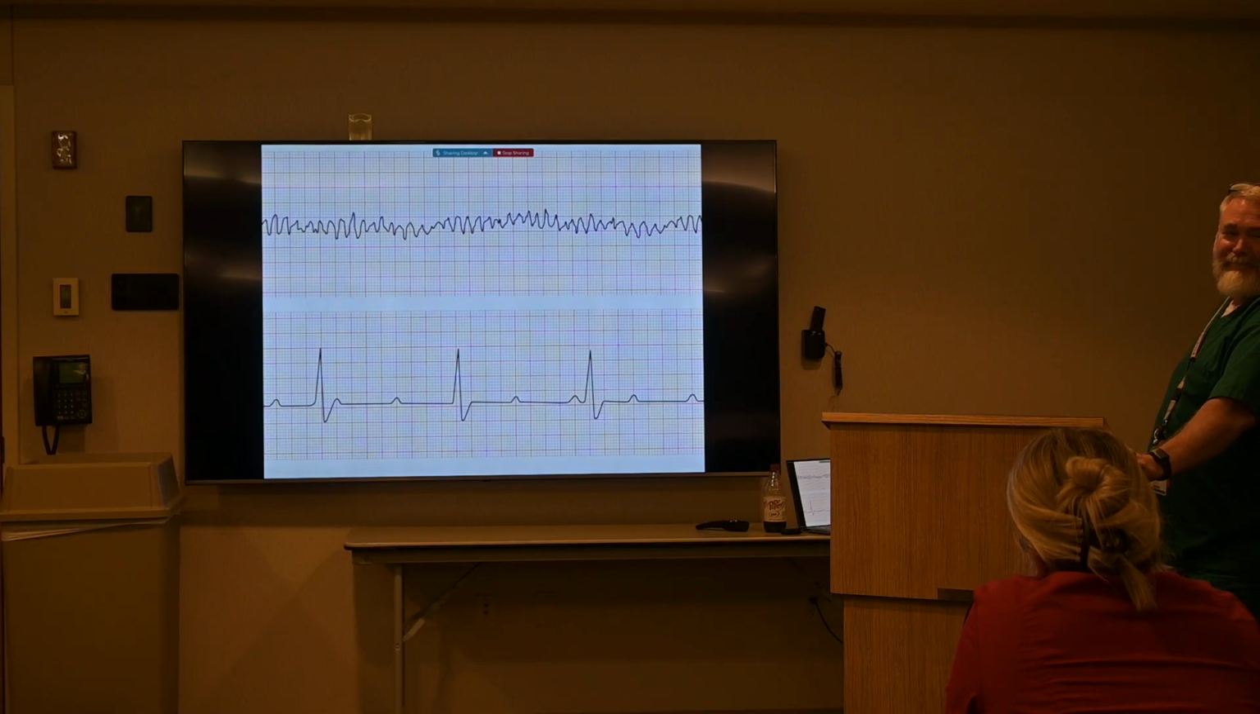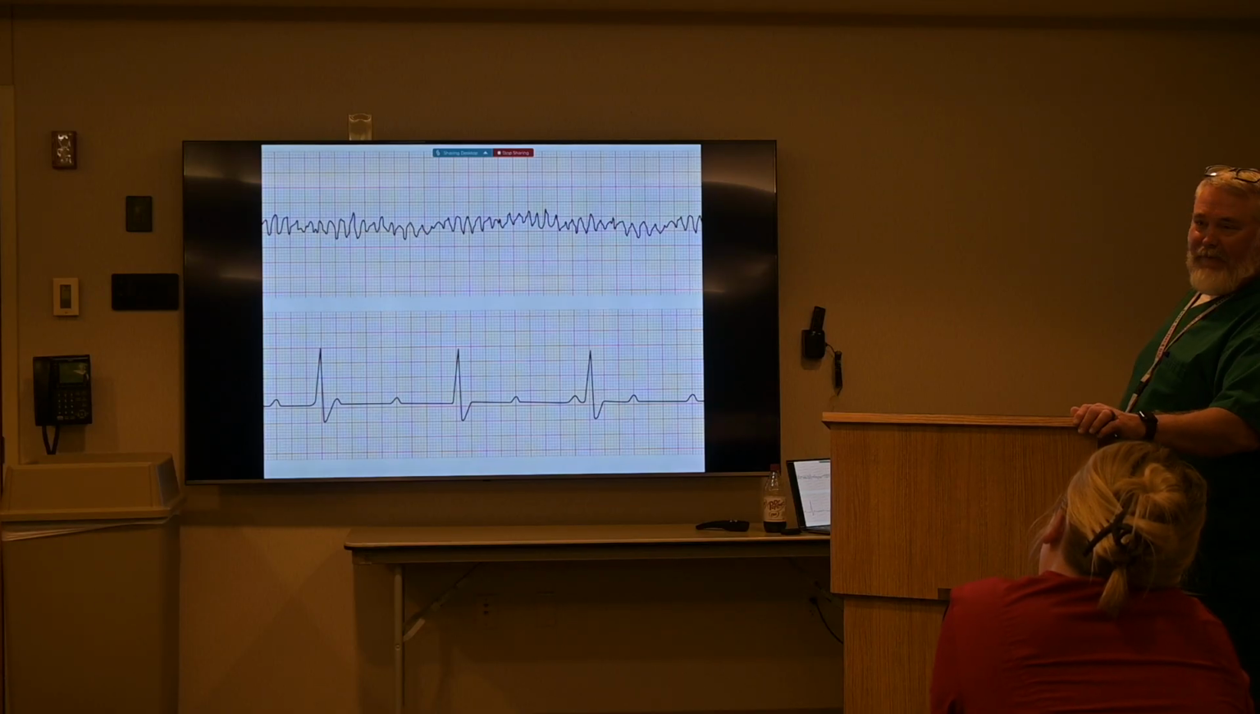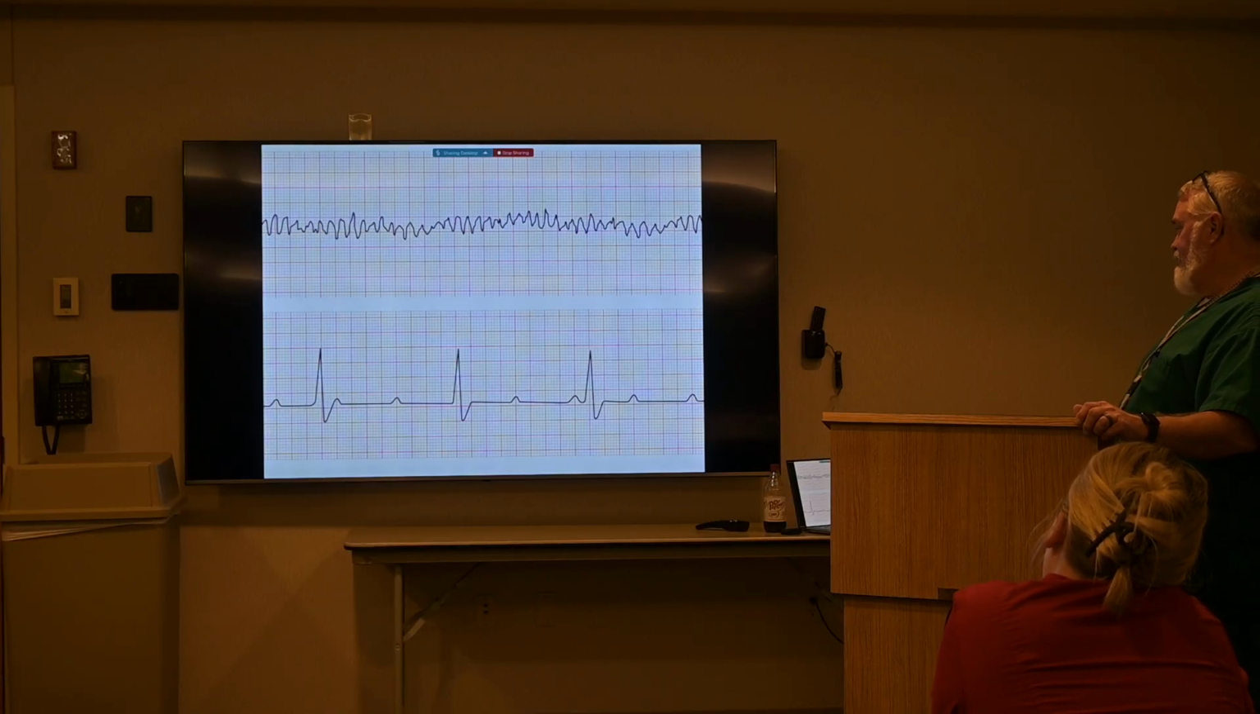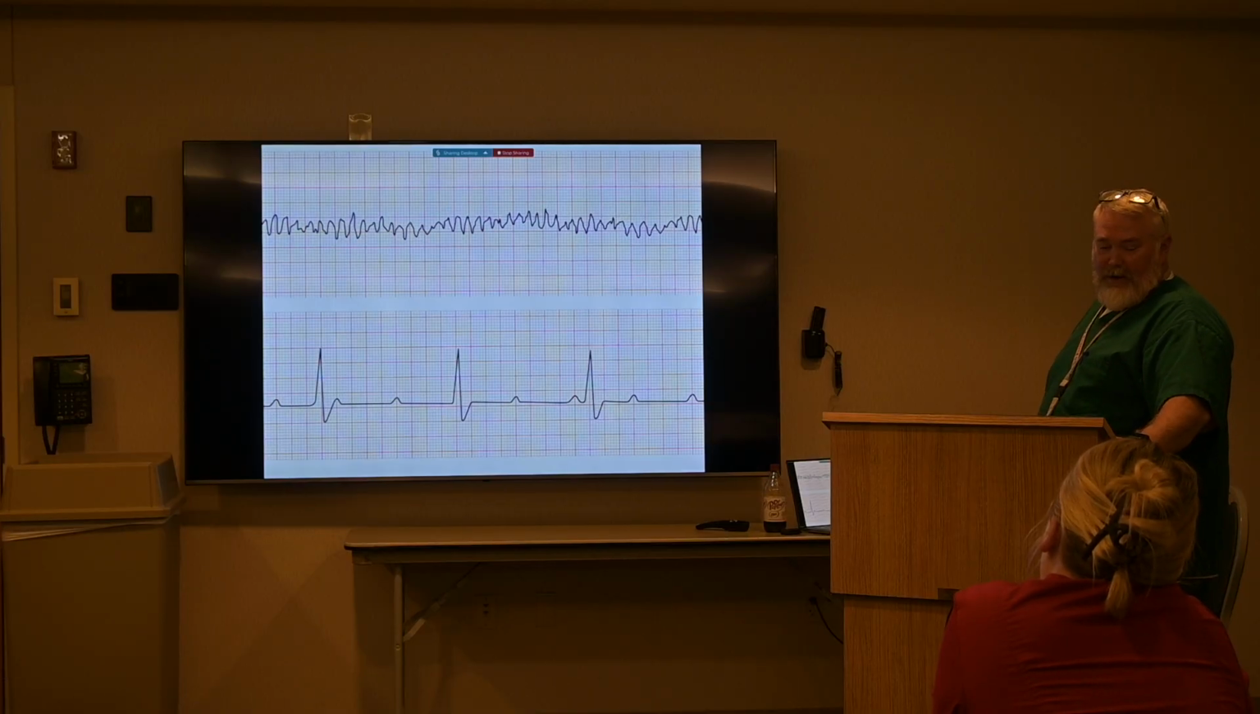Top one's pretty easy. Yeah, and I'd call that fairly coarse VFib. All right, bottom one, is it regular? Looks like it. What's the rate?